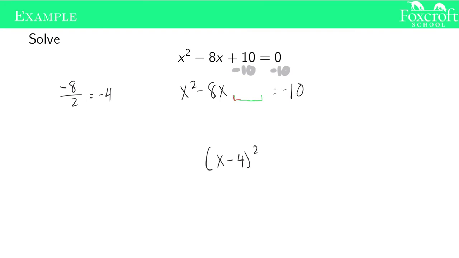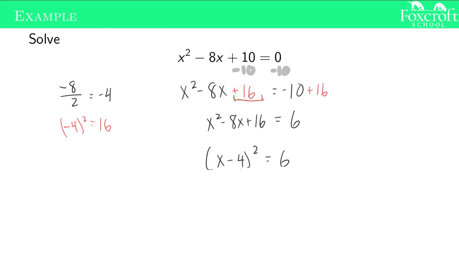But what's going to go in this section that I'm missing? Well, it's whatever this number is squared. So now I take negative 4 and square it and get positive 16. So I'm going to put a plus 16 there. And since I'm adding a plus 16 to one side of my equation, I also need to add it to the other side of the equation. So I have x squared minus 8x plus 16 is equal to negative 10 plus 16, which is 6.